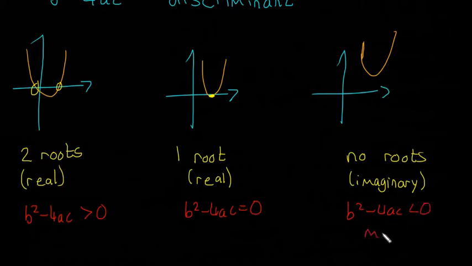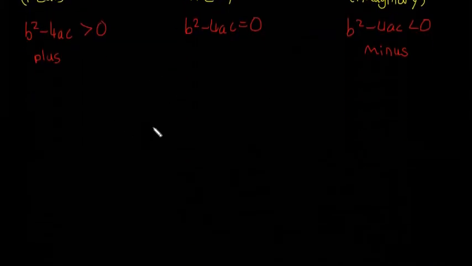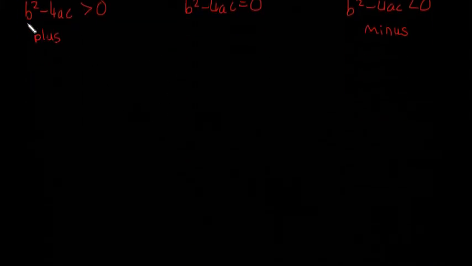So this means the answer for b squared minus 4ac will be minus. This will just be 0. And this will be plus. So that's just a quick review of Algebra 19. Again, we'd recommend watching the whole thing if you want to learn it all properly. This is just a brief summary. But anyway, we're just going to run ahead with the example now.